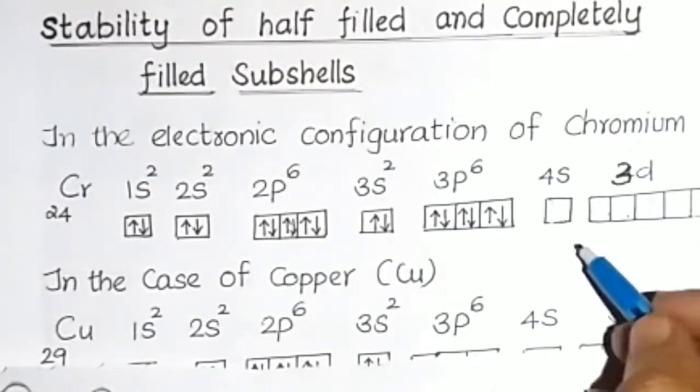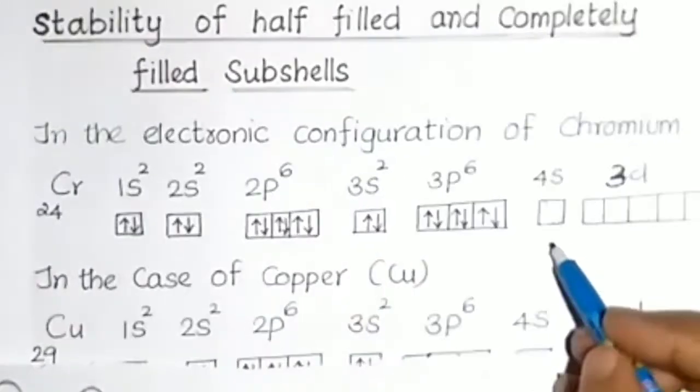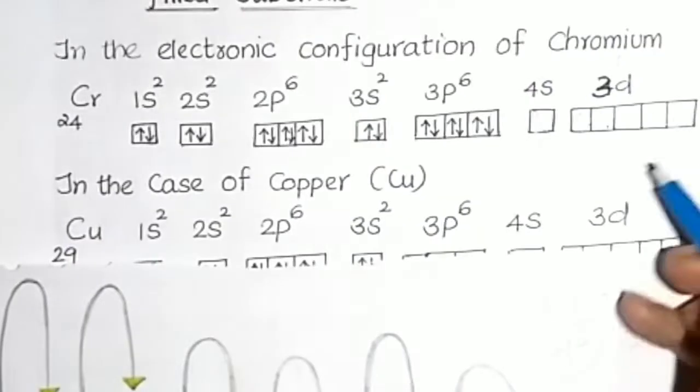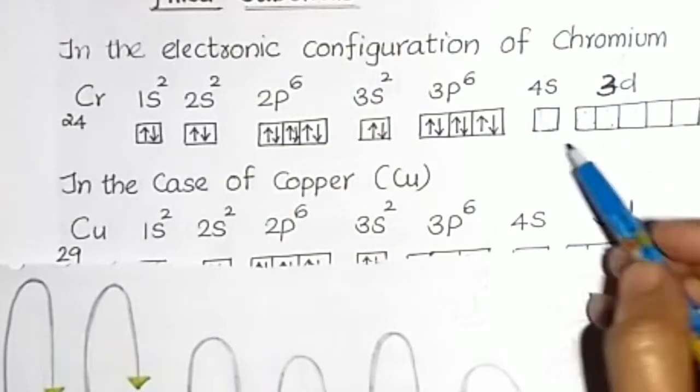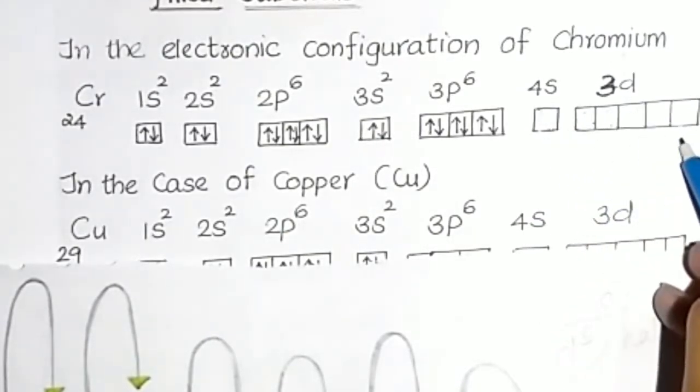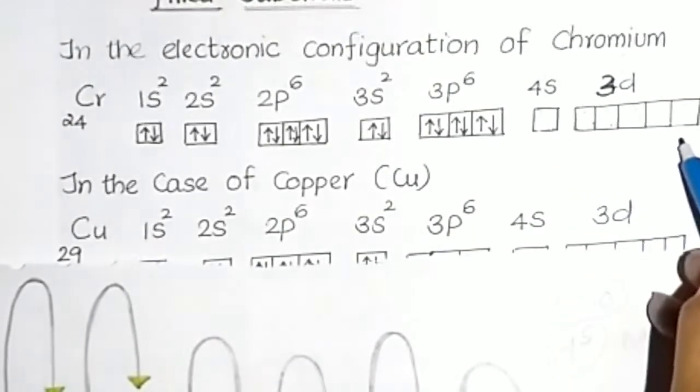So in this case, from this 4s level, 1 electron jumps to the 3d level, because this type of configuration is more stable.